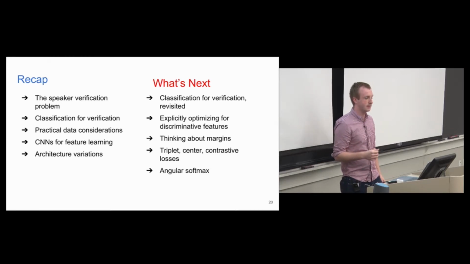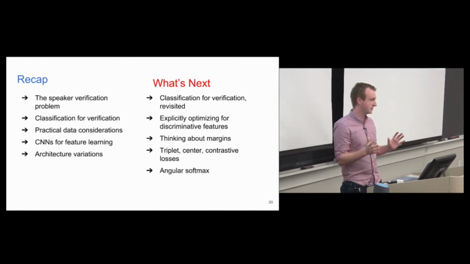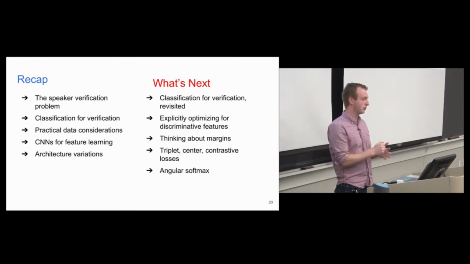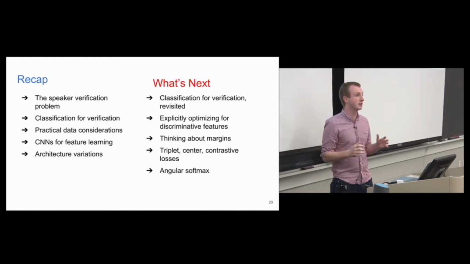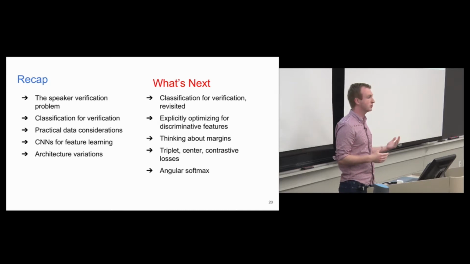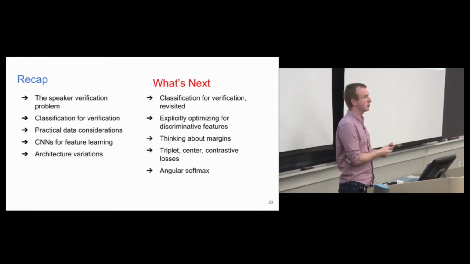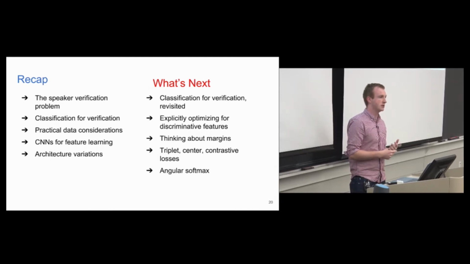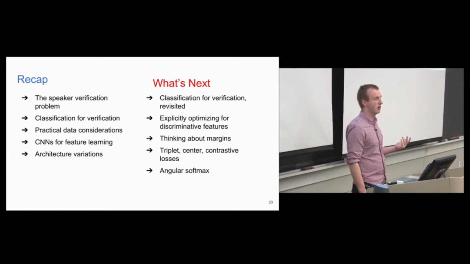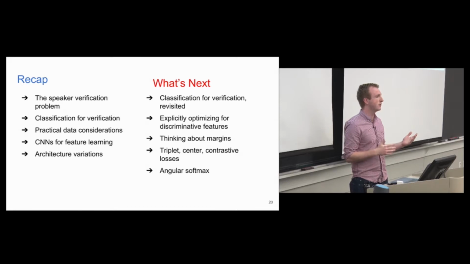So, yeah. All right. So now we're going to step back a little bit. Let's recap what we went through. We went through the speaker verification problem. We talked a little bit about using classification for verification, using transfer learning. We talked about some practical data considerations in this task, convolutional nets for feature learning, as well as some useful architectures. All right, so next, we're going to revisit classification for verification.